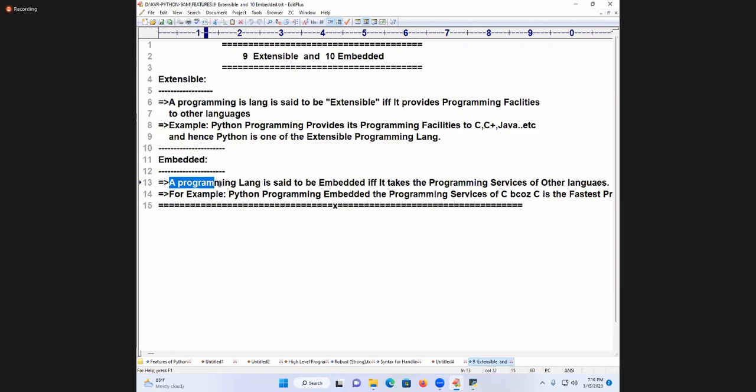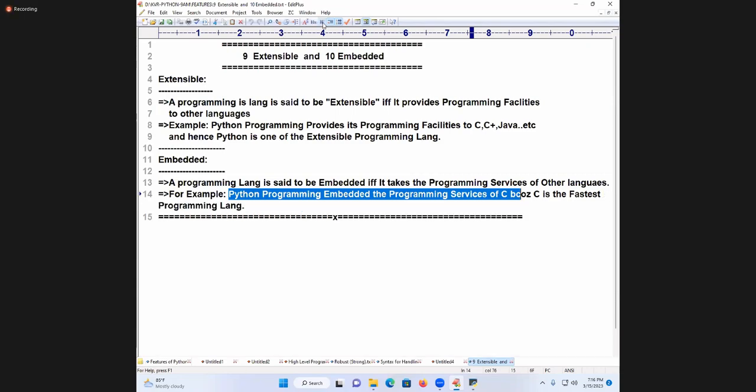A programming language is said to be embedded if and only if it takes the programming services of another language. For example, Python programming embeds the programming services of what? C, C++ languages, because they are what languages? Fastest programming languages. Understanding? Right.